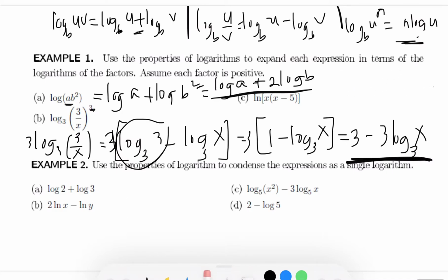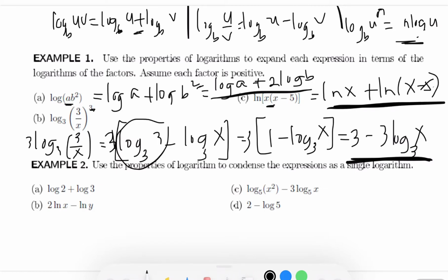And for letter C, this is multiplication. So this is just equal to ln x plus ln of x minus 5. Okay, we cannot expand ln of x minus 5. Take note, we only have product, division, and exponential.